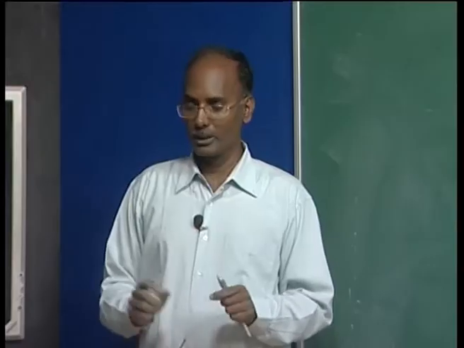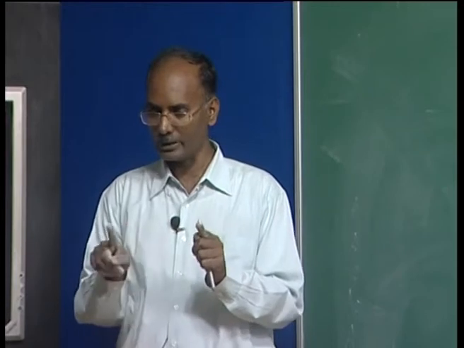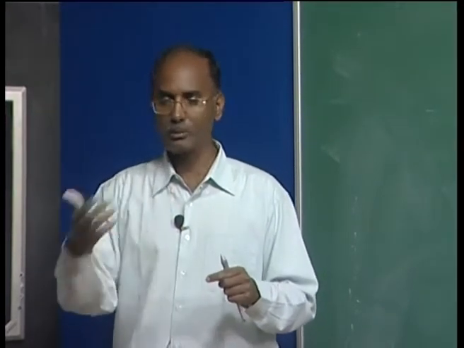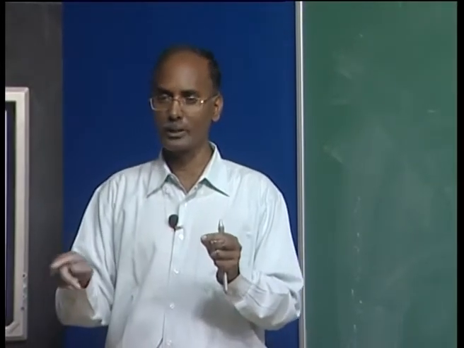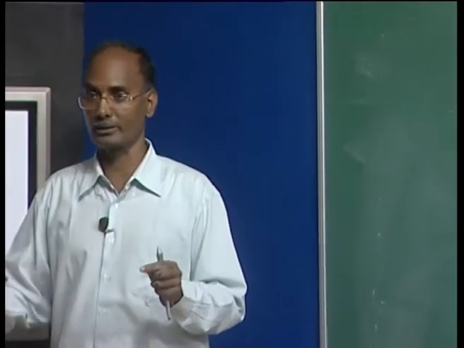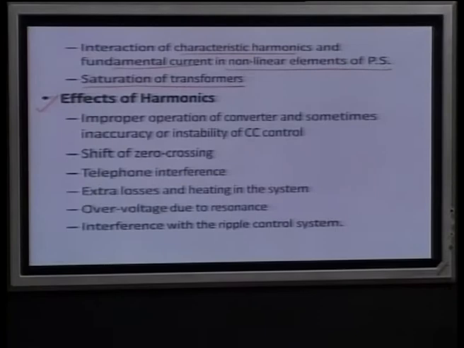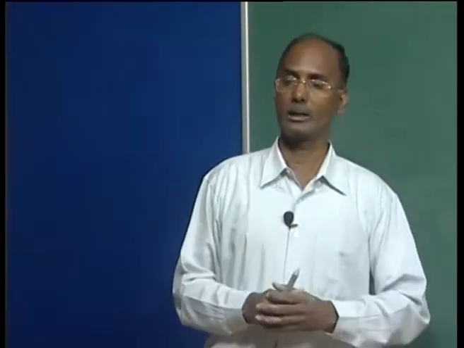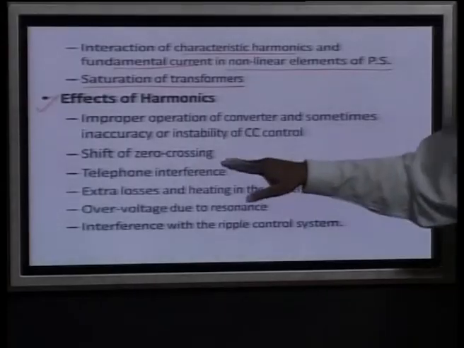Shift of zero crossing: because your CEA and CC controllers are measuring the zero crossing, this may be shifted and that may cause another problem. So it is, you can say, a cumulative process. Even though your zero crossing is shifted and your firing is different, again you are introducing more and more harmonics. Another one is interference with the telephone system, because if you have higher order components, that may interfere with your communication system, and that is another issue.